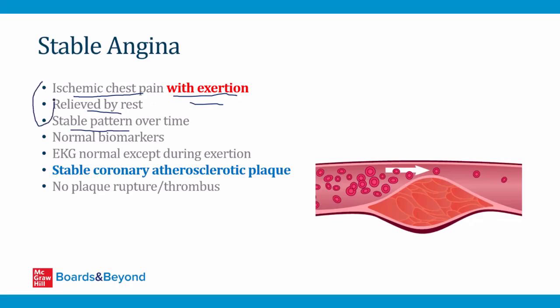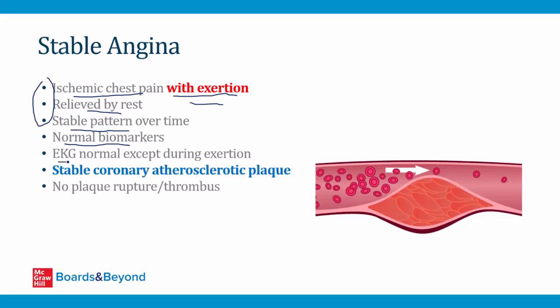And these three features here are very important because they distinguish stable angina from unstable angina, which I talk about in another video. In unstable angina, the chest pain sometimes is present at rest and it has a progressive or worsening pattern over time. If you do blood tests in patients with stable angina, the biomarker should be normal because there's no infarction and no myocardial necrosis.